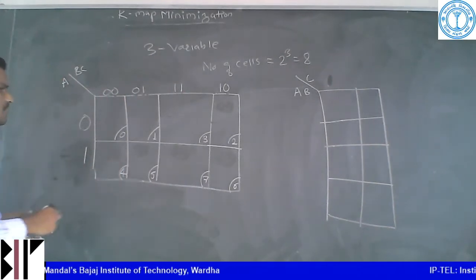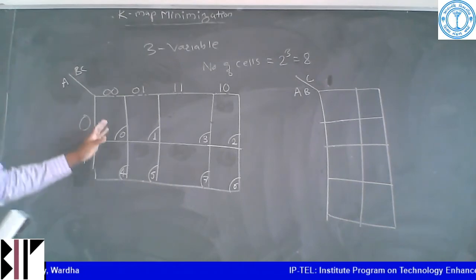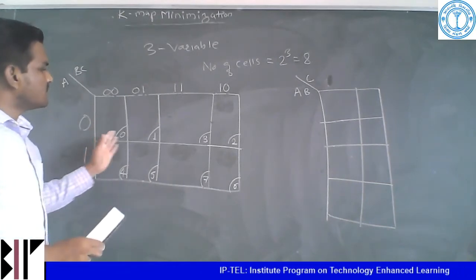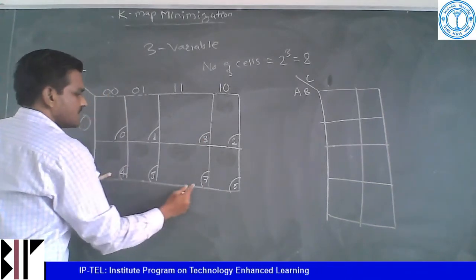Understood this? If you understood this, it is very good. Otherwise you can just memorize it: 0, 1, then 2, 3, 4, 5, 6, 7.